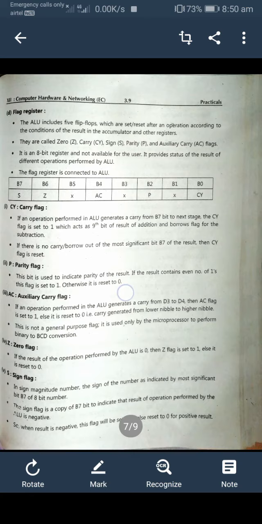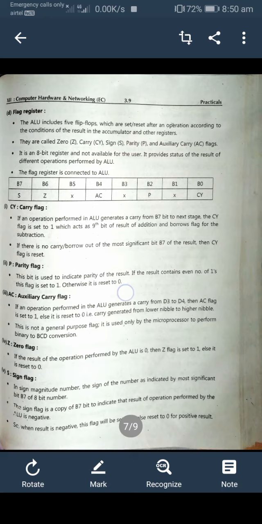P parity flag. This bit is used to indicate the parity of the result. If the result contains an even number of 1's, this flag is set to 1, otherwise it is reset to 0. AC auxiliary carry flag. If an operation performed in the ALU generates a carry from D3 to D4, then the AC flag is set to 1, else it is reset to 0. That is, carry generated from the lower nibble to the higher nibble. This is not a general purpose flag, it is used only by the microprocessor to perform binary to BCD conversion.